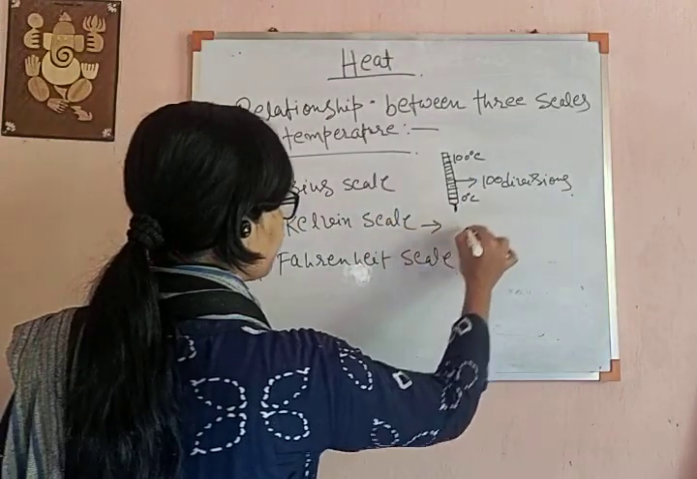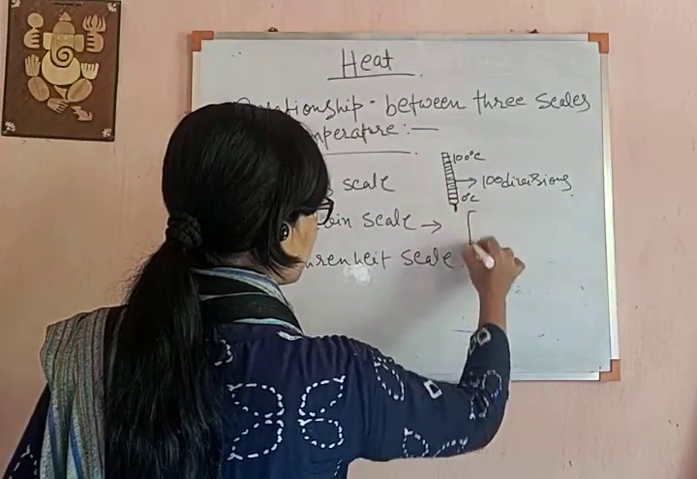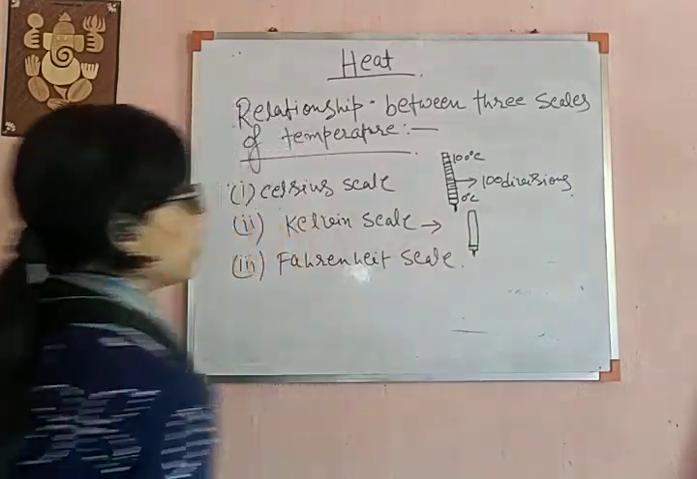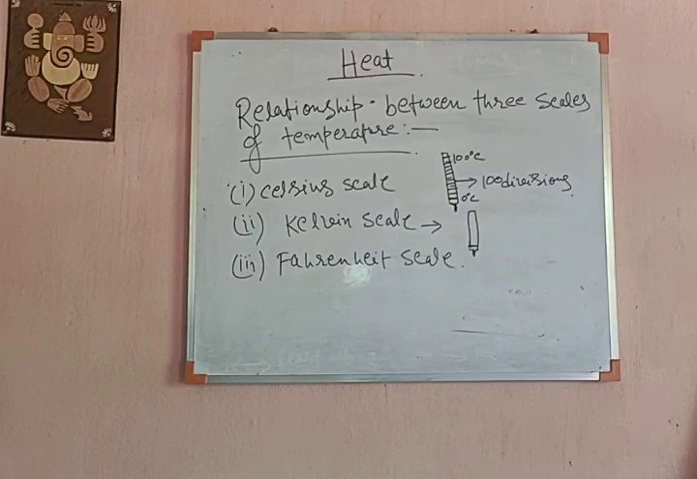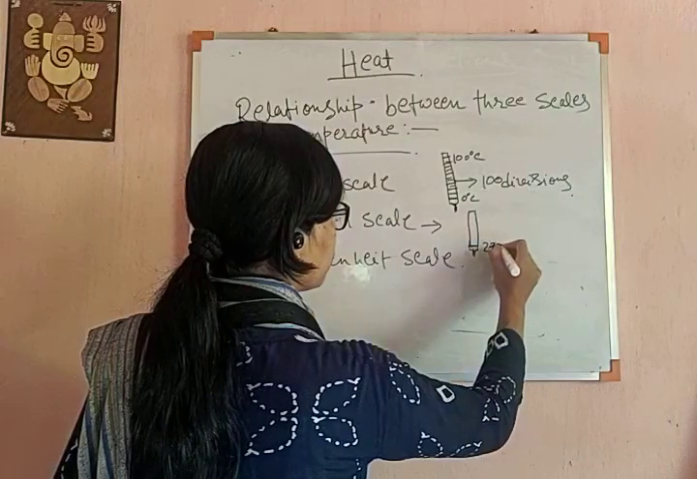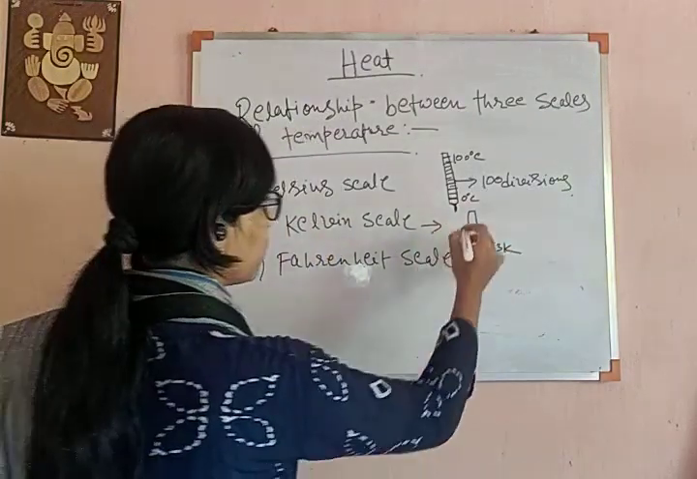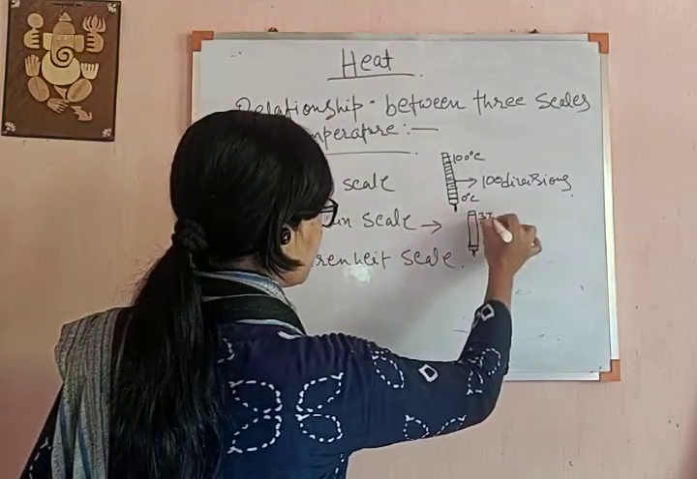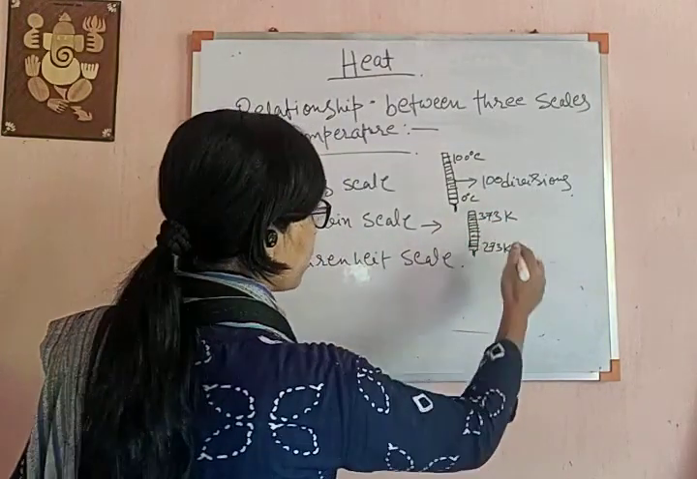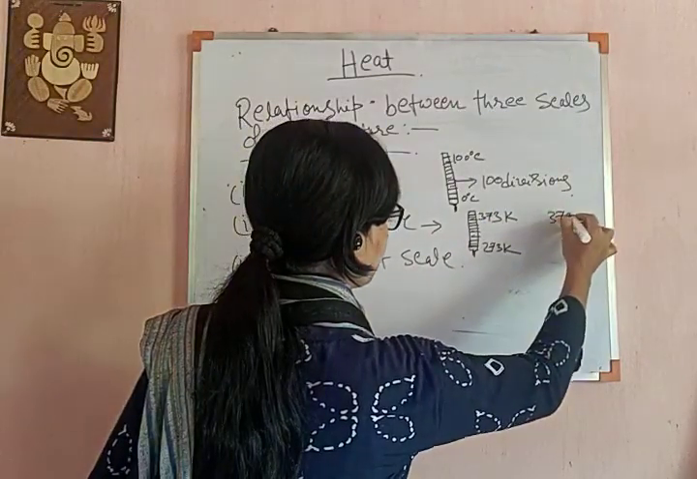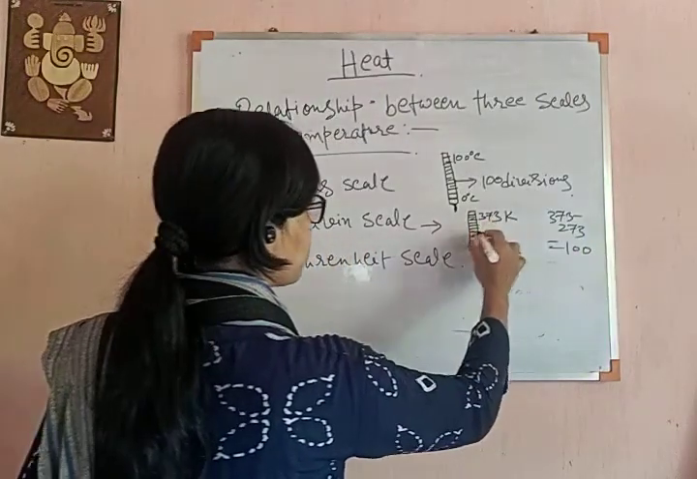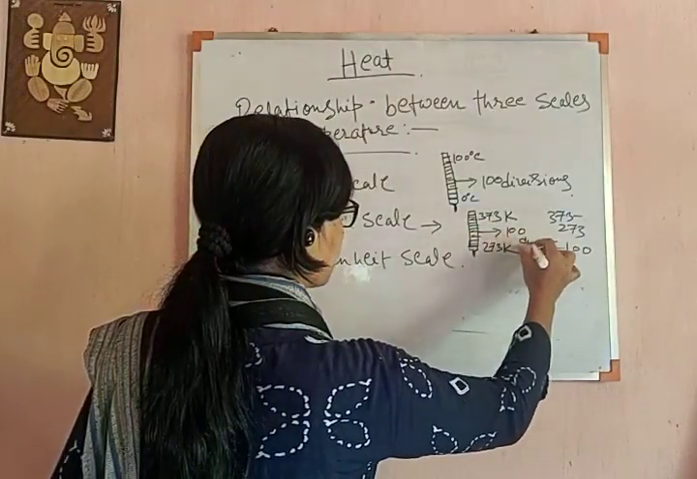In Kelvin scale, the same thing is there, that is, there are also 100 divisions. But the 0 degrees Celsius in Kelvin scale is represented as 273 Kelvin, and the final ending is at 373 Kelvin. So you can find the difference: 373 minus 273 is 100. That means this scale also has 100 divisions.